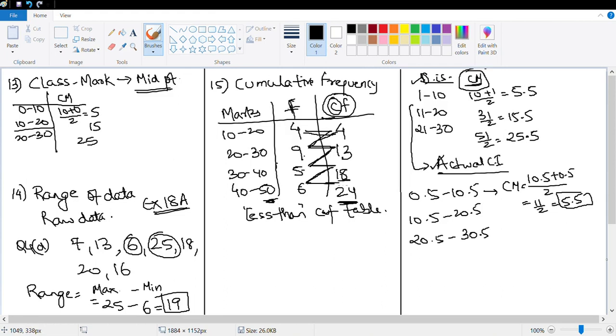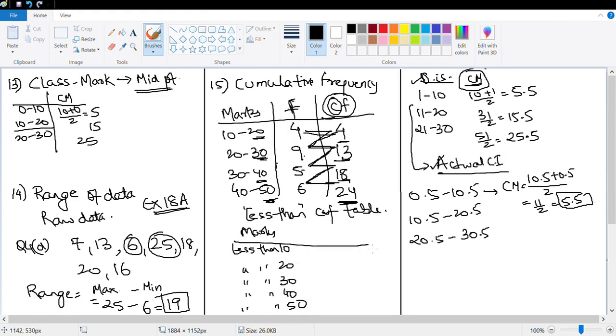18 students scored less than 40 marks. 13 students scored less than 30 marks. 4 students scored less than 20 marks. So I can also write my class marks as less than 10, less than 20, less than 30, less than 40, less than 50.